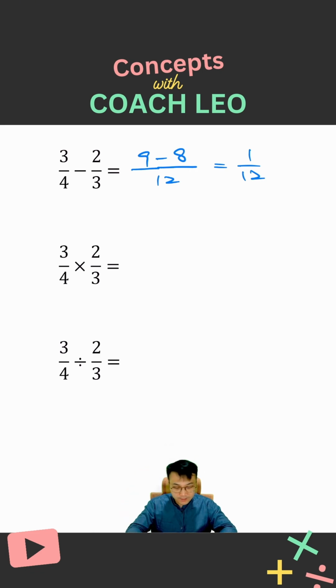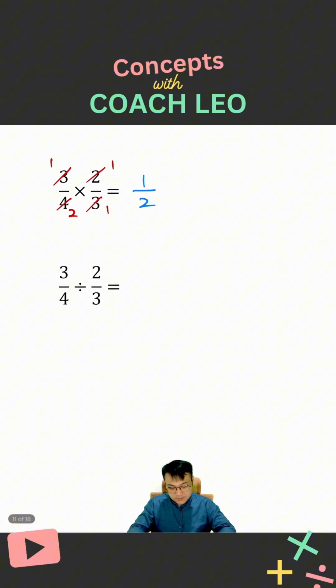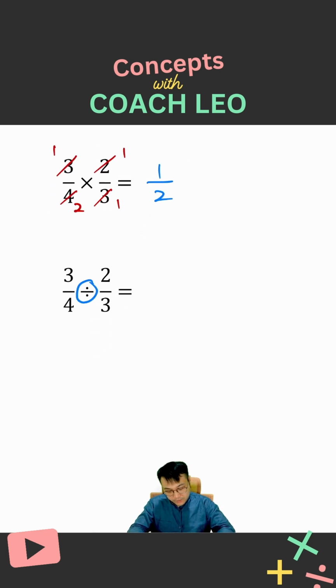Numerator and denominator, okay? So this is a numerator, this is a denominator. I'm going to simplify it. Divide this by 2, divide this by 2. That's it. Divide this by 3, divide this by 3. What do you get? 1 times 1 is 1, 2 times 1 is 2. You get half. Straightforward.